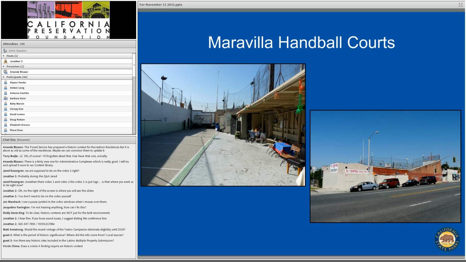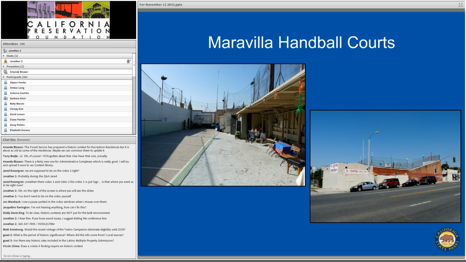I think the first question that was asked was from Matt Armstrong. He was asking about the Teatro Campesino. I think Amanda covered those. Correct me if I'm wrong, but I see down here, are there any historic sites included in the Latino multiple property submission? Is maybe the first question that hasn't been addressed.